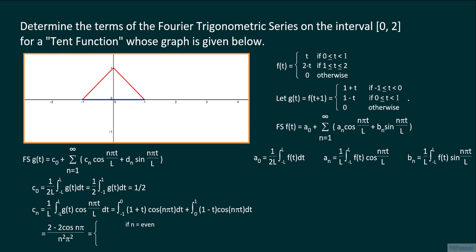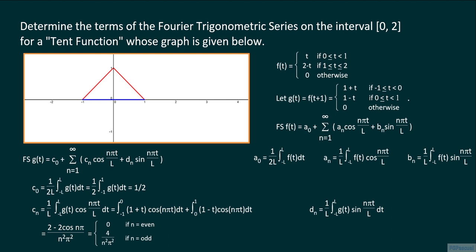If n is even, cosine n pi is equal to 1, and so c sub n is equal to 0 when n is even. On the other hand, when n pi is an odd multiple of pi, cosine n pi equals minus 1. And so c sub n is equal to 4 divided by the square of n times the square of pi when n is odd.